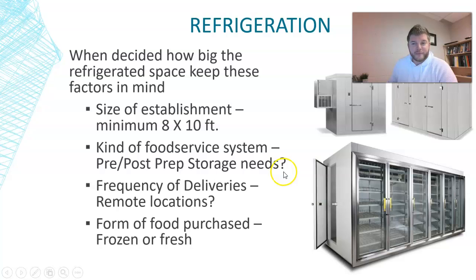So how do I serve my food? Fast food places require more frozen. Casual sit down and cook to order places require more just refrigerated. The frequency of deliveries: if I'm in a remote location, I might only be able to get 1 weekly delivery, so my storage areas need to be larger to accommodate a week's worth of food. Rather, if I'm in an urban area, I can get deliveries every 2 days, and then it's a lot fresher and I can have less storage area.